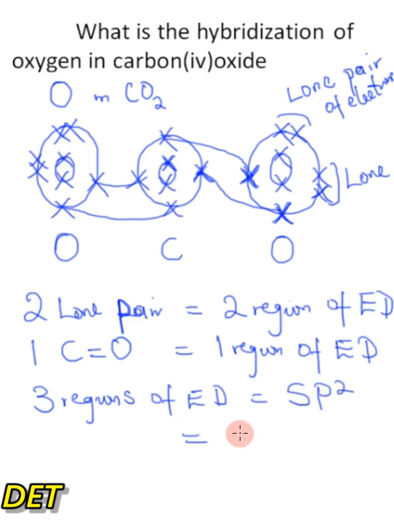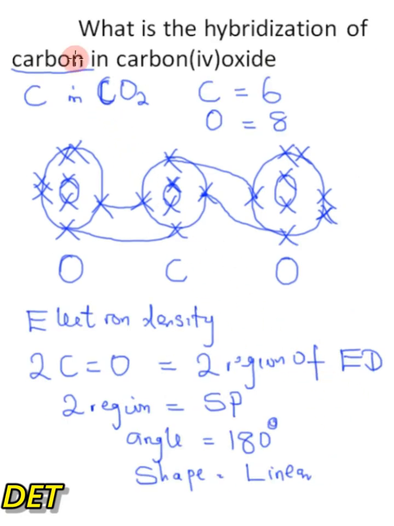And the bond angle will be 120 degrees. So the bond angle around the oxygen will be 120 degrees, and that will make the shape trigonal planar, right? So that's the hybridization of oxygen in carbon dioxide. The hybridization of oxygen in carbon dioxide is sp2 hybridization. The hybridization of carbon in carbon dioxide is sp hybridization.